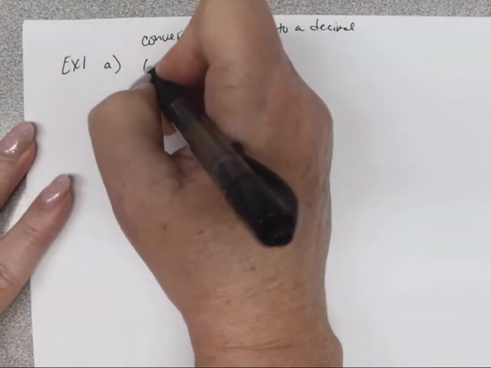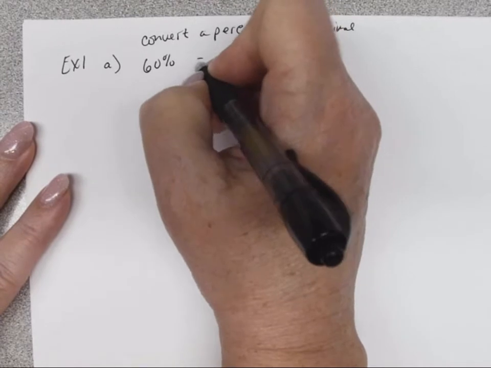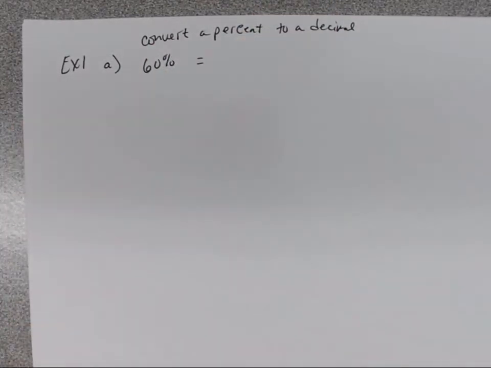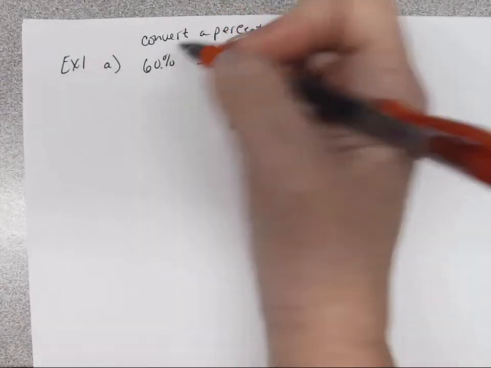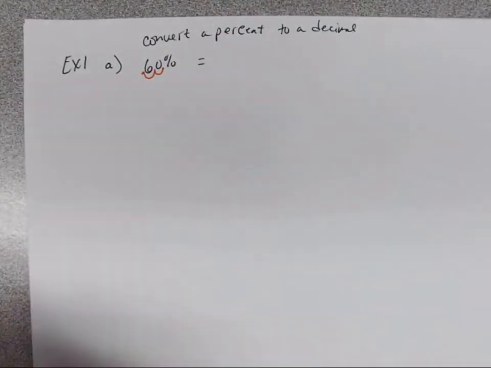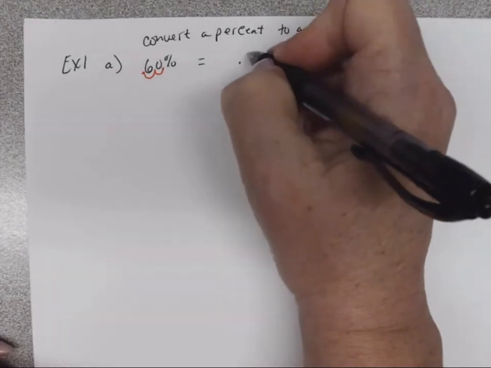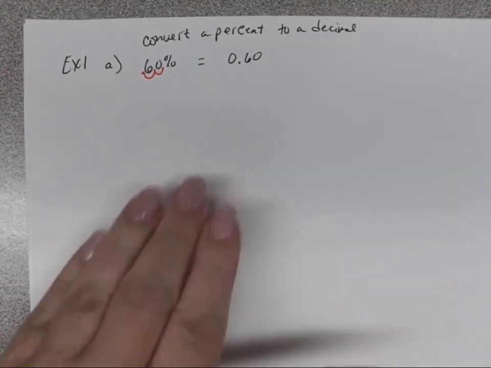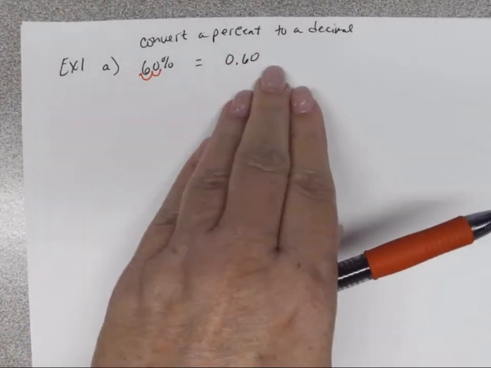So if we're looking at 60%, we're going to drop the percent sign and move the decimal place over 2 places. Sometimes it helps to understand that at the back end of this number is where the decimal is. So we're going to move it over 2 places, and we'll end up with 0.60. We can put a 0 in front of it or not. Sometimes for some students it's easier to see if we do. And we'll drop the percent sign.